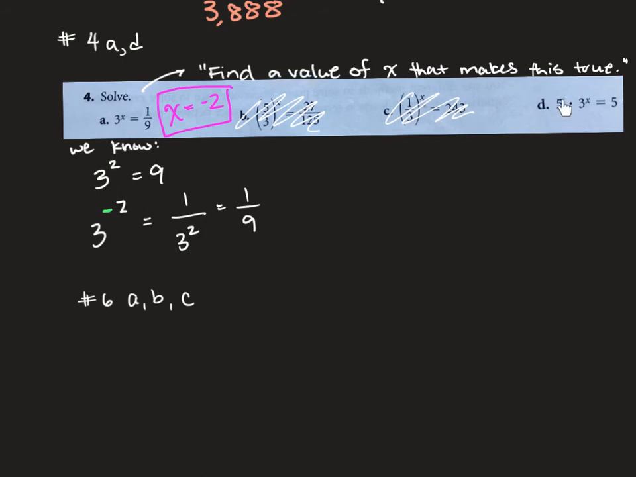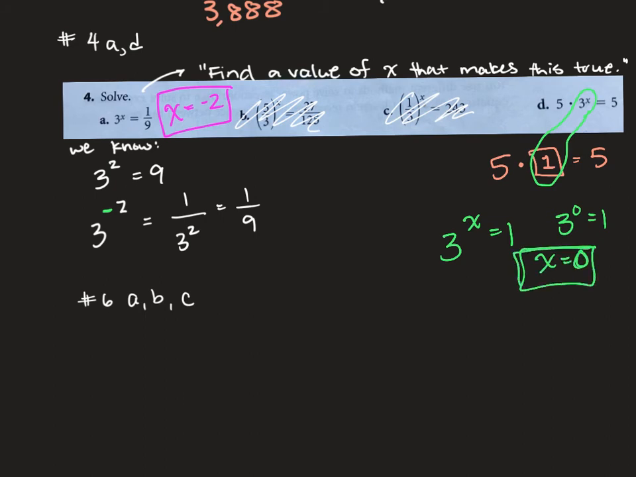Over here, I need 5 times something is equal to 5. So just ask yourself, 5 times some number equals 5. The only thing that will work there is 1, which means that our 3 to the x has to be equal to 1. And as we learned in class, the only way that happens is if x is 0, because 3 to the 0 is 1. So in this case, we want x to be 0. If x is 0, then we get 5 times 1, which is 5.